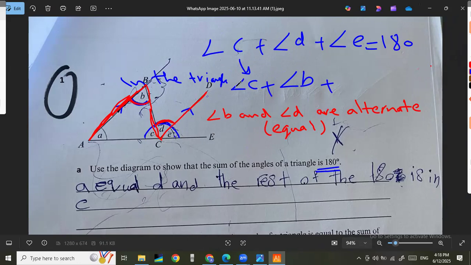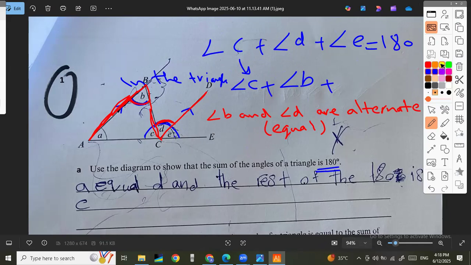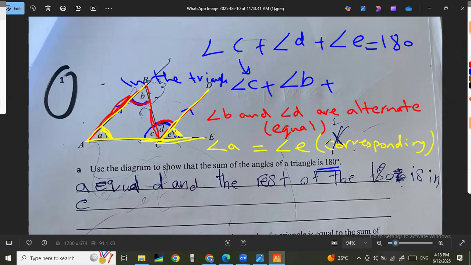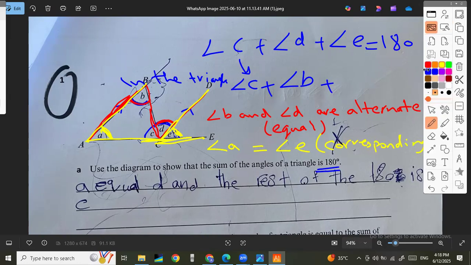Look at this. Yes, I'm going to get here a different color. Let's make it the yellow one. Look at this here. Angle E is corresponding with angle A. So they are equal. So I'm going to write over here, angle A is equal to angle E, in brackets, corresponding angles. Good. So I'm going to remove angle E and also write angle A. Here you go.